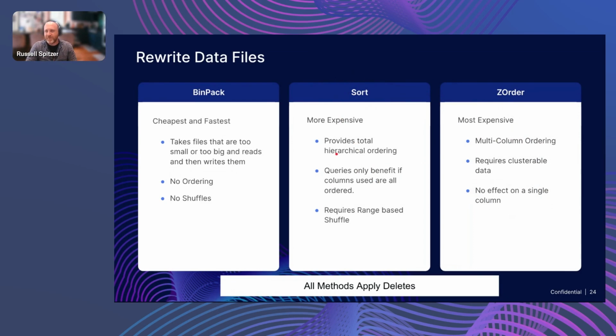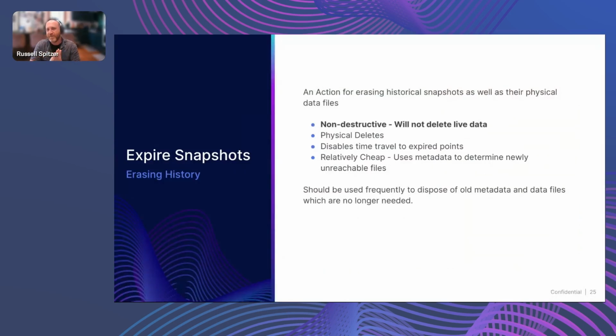Now, once you've done these rewrite operations, you probably want to get rid of the physical files. To do that, we have something called expire snapshots. Now, there's a few things I want to tell you about expire snapshots. The most important thing is that it is non-destructive. It will not delete any live data. The only thing expire snapshot can do is basically erase the ability to time travel to the past.